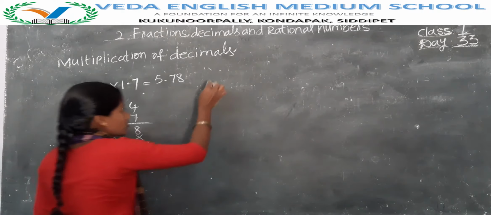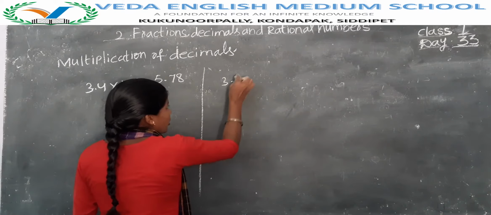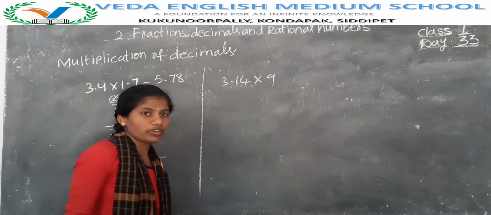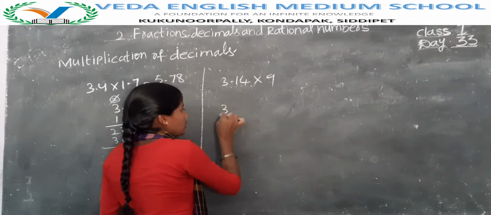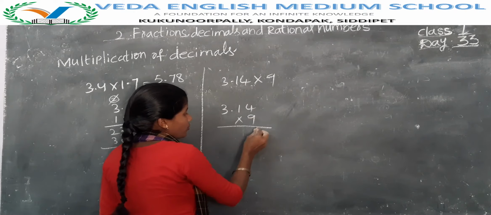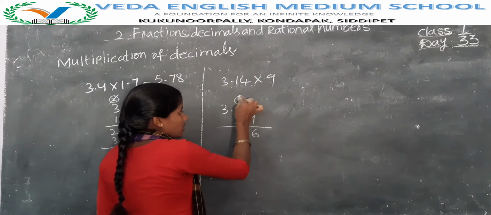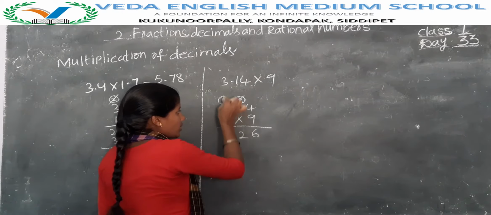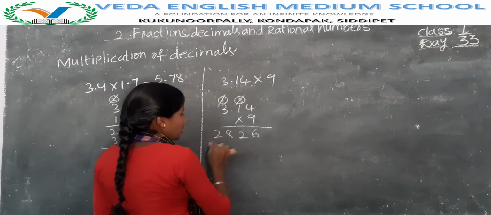One more. 3.14 into 9. 9 4s are 36. 9 1s are 9. 9 plus 3, 12. 9 3s are 27. 27 plus 1, 28.